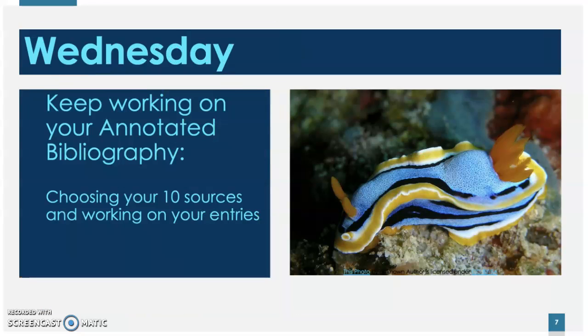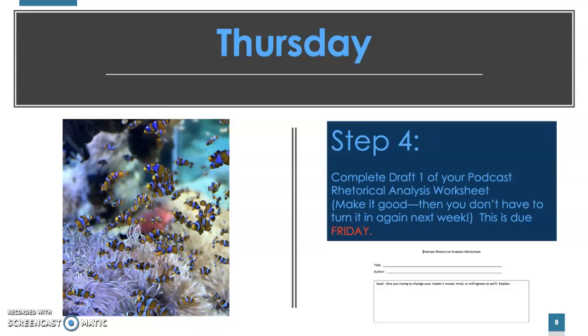Wednesday, you're just going to keep working on your annotated bibliography. Choose those 10 sources that you're working on. Keep working. If you already have that done from Tuesday, though, I would get started on Thursday's work, because Thursday's work is that you're going to work on your podcast, which is the rhetorical analysis worksheet.